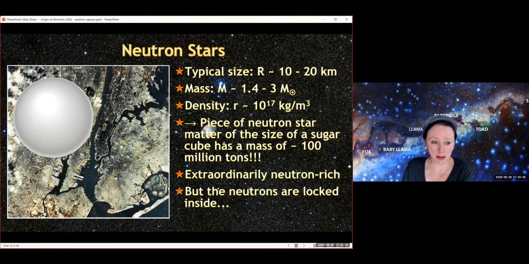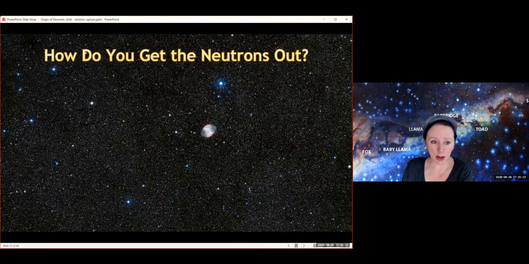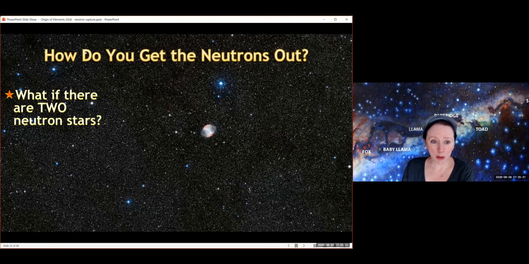The problem is they're all locked inside the star. For the R process, we need the neutron-rich material where nuclei can actually capture those neutrons. So now our problem is, how do we get the neutrons out? Well, remember that stars often come in binary systems. If both stars are massive enough, both can eventually undergo core collapse supernova process, and under the right circumstances, we can end up with 2 neutron stars orbiting one another.